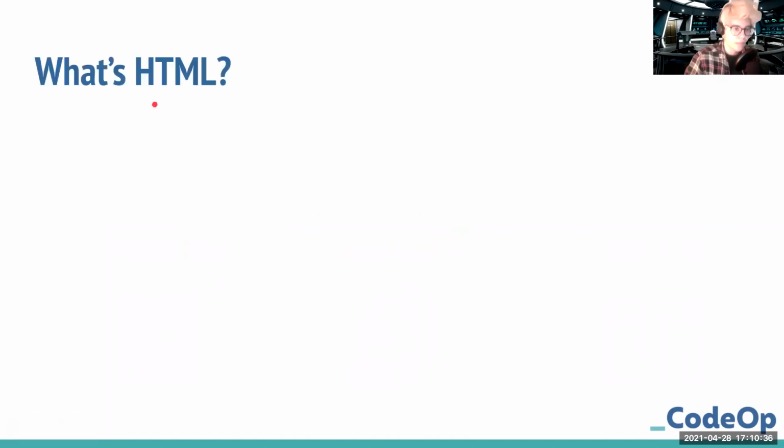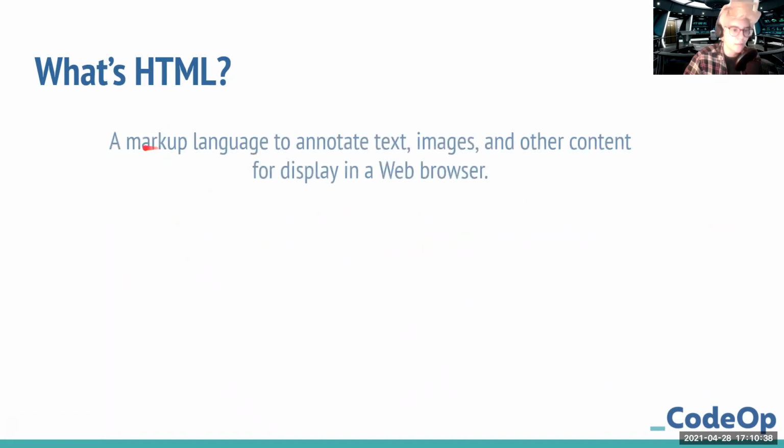So what is HTML? HTML is basically a markup language to annotate text, images, and other content on the screen. For example, a video or a paragraph or an image. For all of these, we need HTML. And HTML is basically a collection of tags that we use to do it. And I'm going to show you how to create those tags.